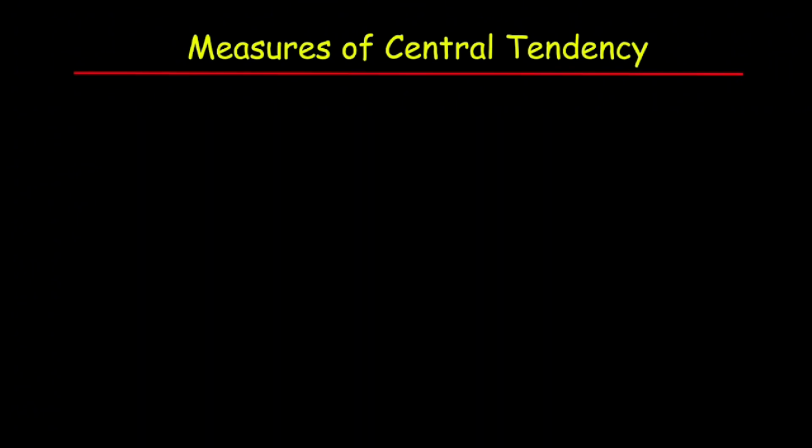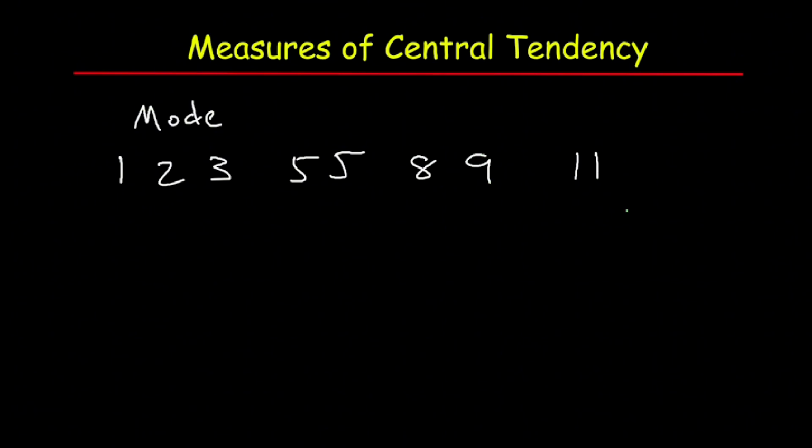And finally, we're going to be talking about the mode. Now the mode is considerably easier. This is just whatever term appears the most frequently. So let's say we have a data set 1, 2, 3, 5, 5, 8, 9, 11. In this data set, 5 appears the most, therefore 5 is the mode.